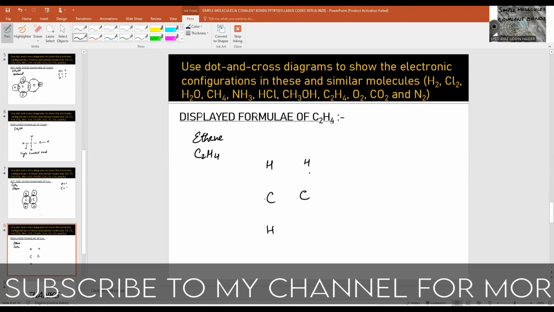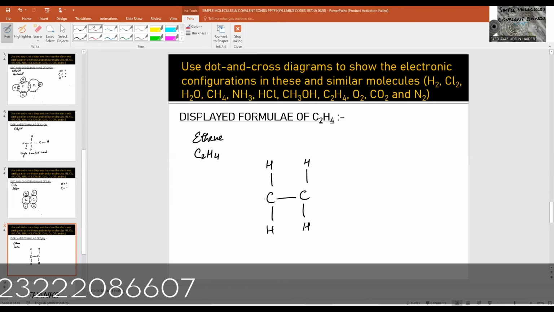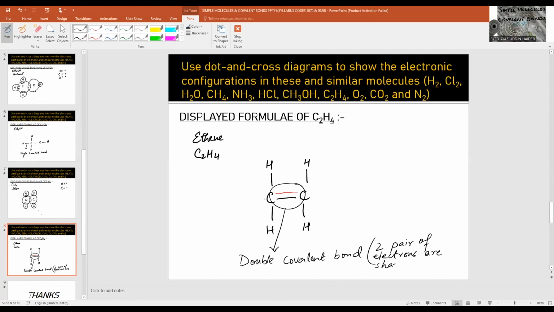For hydrogen atoms, there will be single covalent bonds. Now I'm showing the second bond of the double bond with a red line. This is a double covalent bond. Two pairs of electrons are shared here.